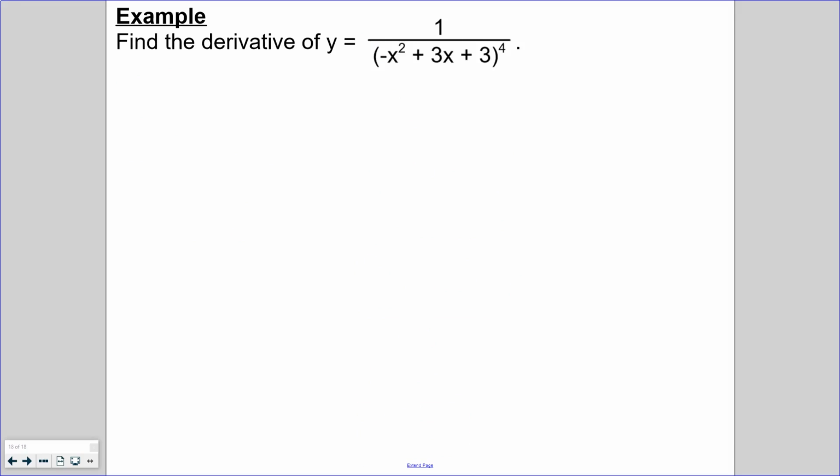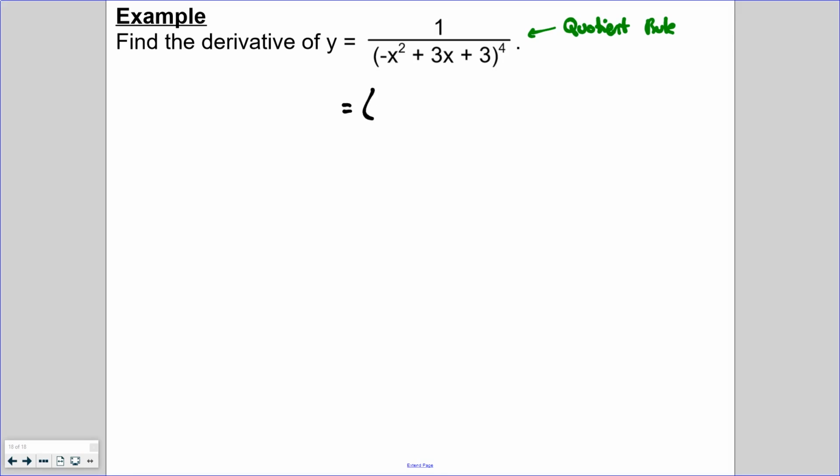All right, now to our last example. Here we want to find the derivative of y equals 1 over the quantity negative x squared plus 3x plus 3 to the fourth power. And oh no! What's the problem here? Well, the problem is that if we wanted to take the derivative of the function as is, we'd have to use the quotient rule. I don't know about you folks, but I want to avoid the quotient rule as much as possible. So, I can use this little trick.